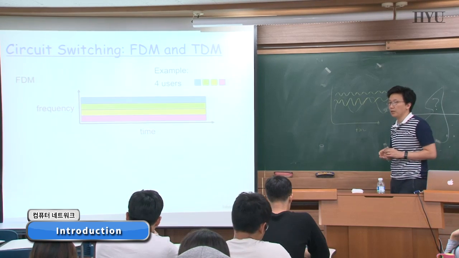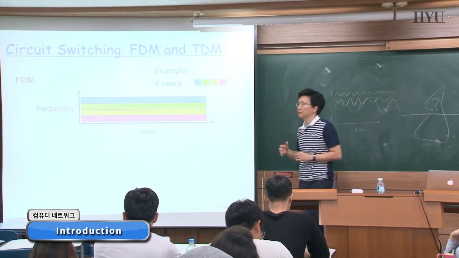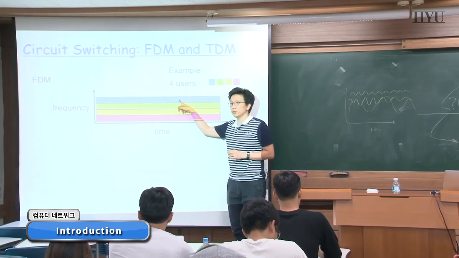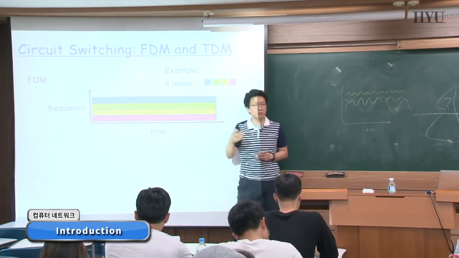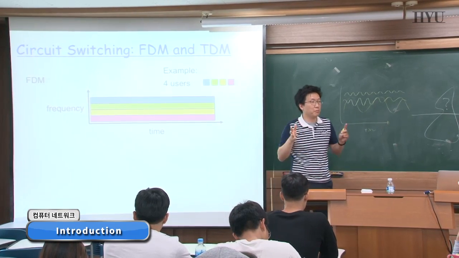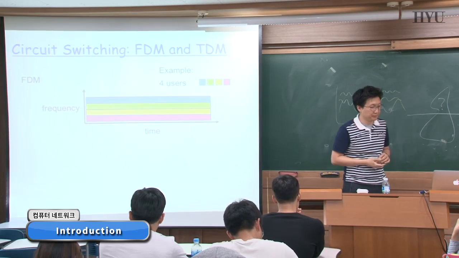And it has to be arranged beforehand. If user 1 wants to use this frequency, they have to let the other know, I'm using this frequency to send you the data. So it has to be pre-set up, right?